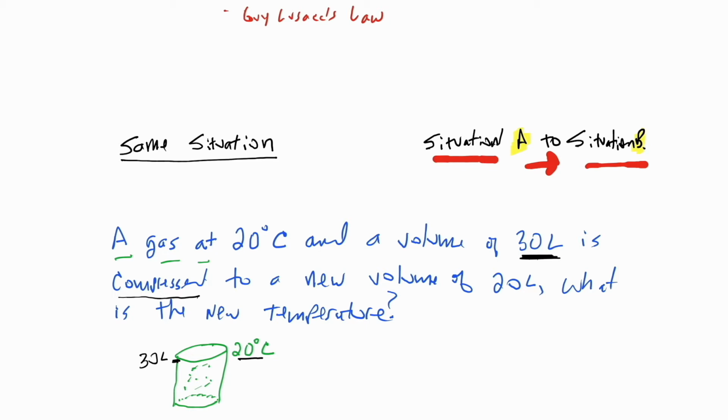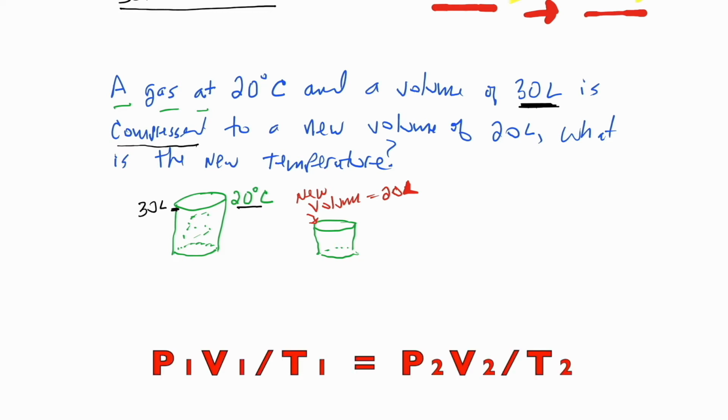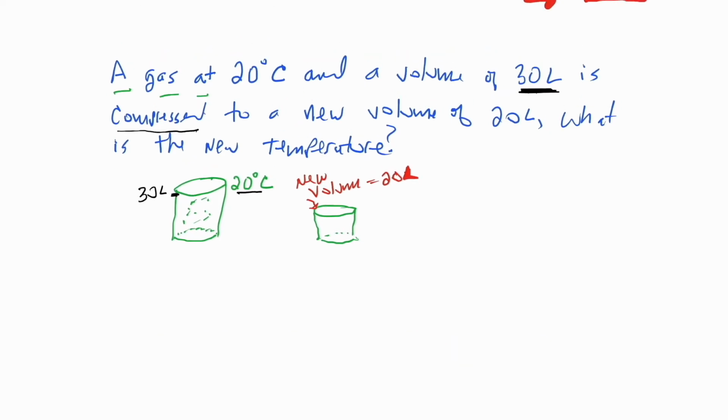So now my gas is in a new situation. I changed the volume. It's not going to be as big of a container. It's going to be a smaller container. And what's the new volume? So new volume equals 20 liters. So that's a new situation. I changed something. So is it the same scenario unchanged, or did we change what's going on to the gas? We changed what's going on to the gas. Therefore, we need to use the combined gas law, which is P1 times V1 over T1 equals P2 times V2 over T2.